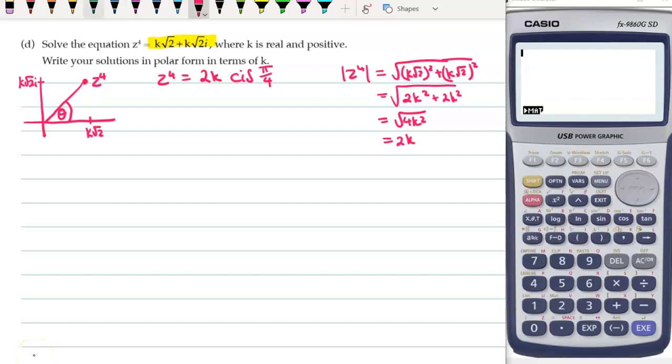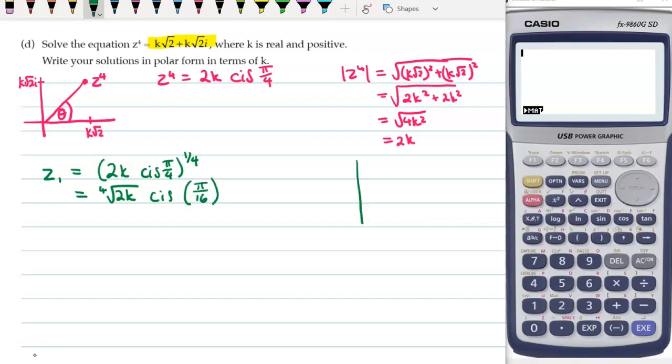Okay, now on to using de Moivre's theorem to find the roots. So the first root is by doing 2k cis pi by 4 to the power of a quarter. Now the modulus gets put to the power of a quarter, so that's the fourth root of 2k, and the argument gets divided by 4. So this will be pi by 16.